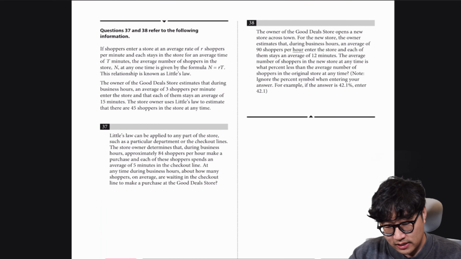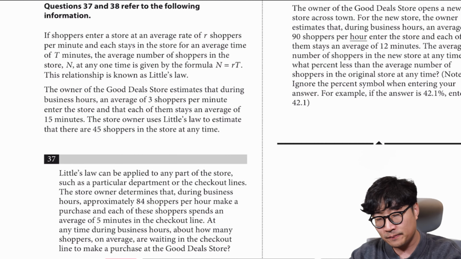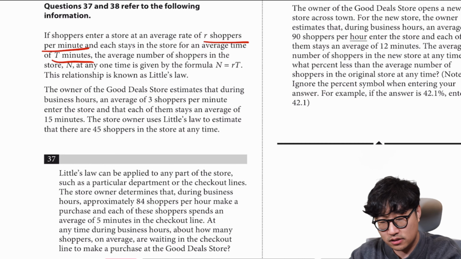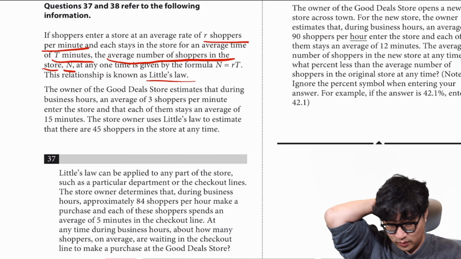All right, number 36 is a long question. It's not as bad as it looks, so let me show you how this is done. I'm just going to write R for shoppers per minute, T for minutes, and N is the average number of shoppers in the store. Okay, so this is Little's Law.